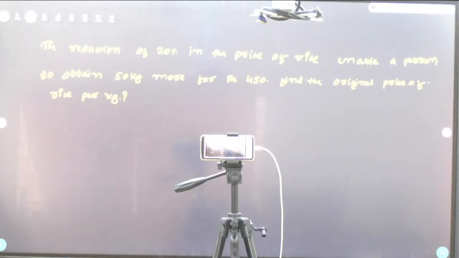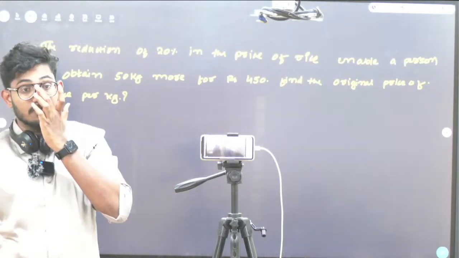How much? 9.2. Write down the options. Rupees 2, 2.25, 1, 1.25.